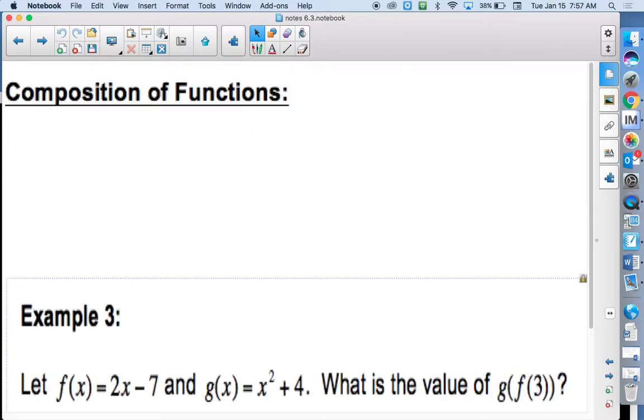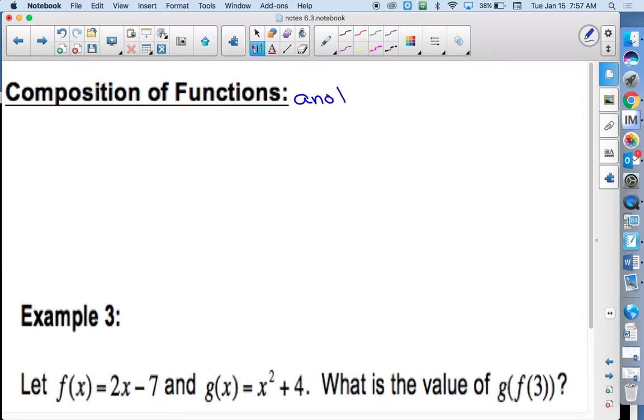There we go. So combinations: adding, subtracting, multiplying, dividing. Those are your 4 combinations. When you find the domain of them, you're using the domain of the original problems. A composite function is another operation involving 2 functions.